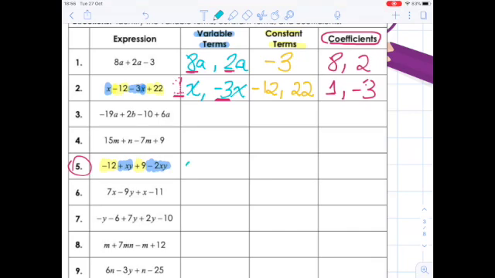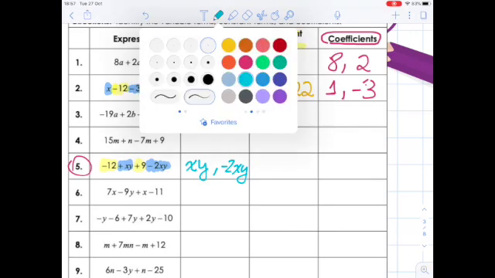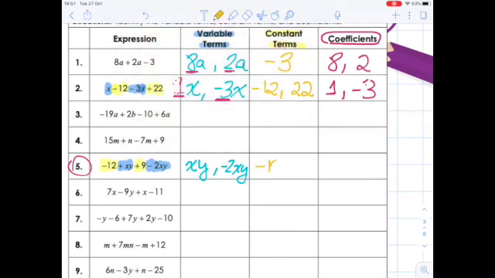All right, so let's go ahead and write that down. Plus xy, I can just write xy. Remember, the plus you don't have to write, but the minus 2xy, you do have to write that negative sign. So it's going to be minus 2xy. And the constant terms would be negative 12, and plus 9, which I can just write 9.